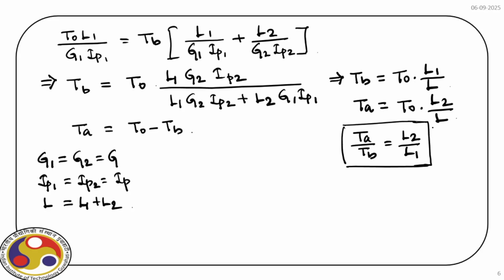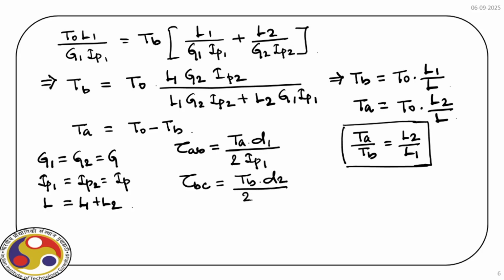So this is an important relation for a circular shaft. Now we can also find out tau AB, that was the main objective. Tau AB is equal to TA times D1 divided by twice I1. Similarly, we can also calculate tau in BC. So we have TB times D2 divided by 2 times IP2.